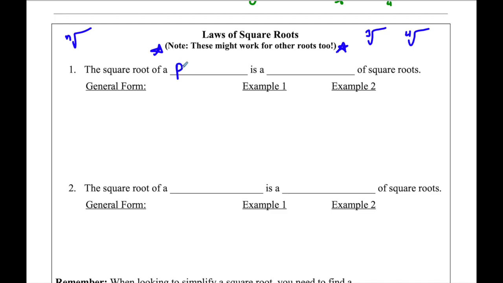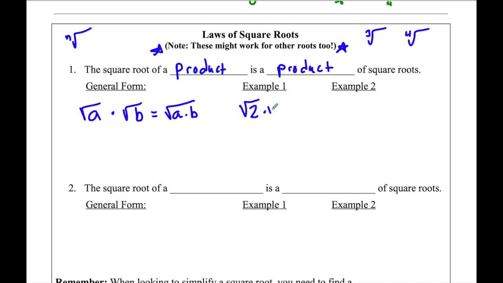We know that the square root of a product is a product of square roots. Okay, so that is the square root of A times the square root of B is equal to the square root of A times B. Okay, so for example, the square root of 2 times the square root of 18 is equal to the square root of 2 times 18, which is equal to the square root of 36, which is equal to 6.